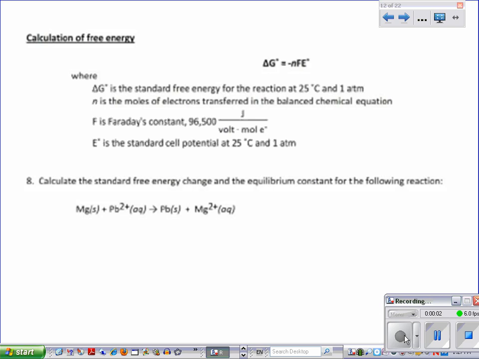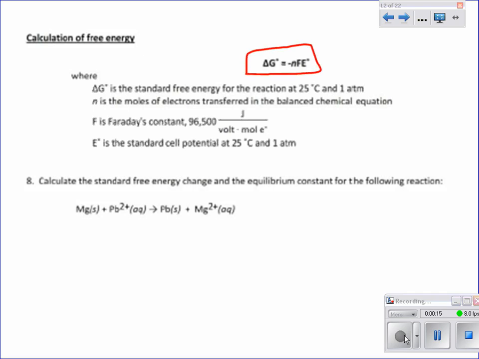All right, so today we're going to be calculating free energy using voltage, and we're also going to be looking at cells that are not under standard conditions and calculating their voltage. So the first equation, and this is going to be on your AP equation sheet, you don't need to memorize it, is delta G is equal to negative nFE. It's a correlation between free energy and voltage. So kind of makes sense.